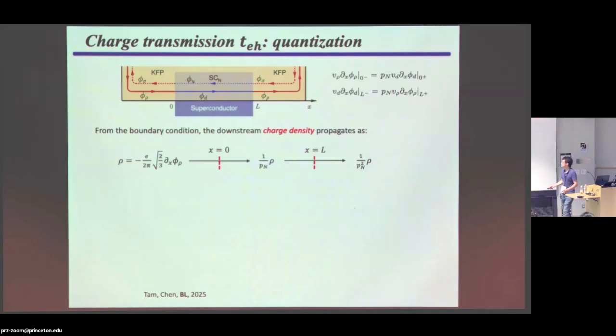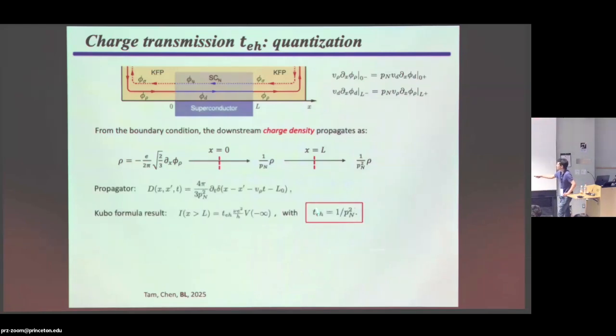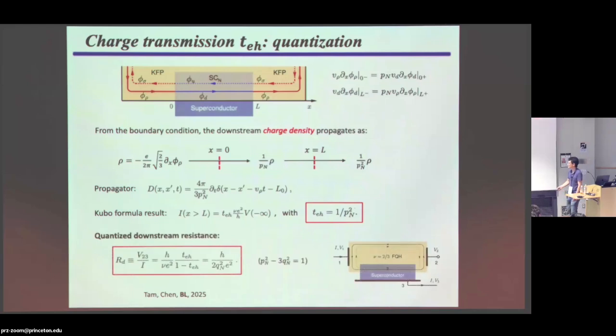So basically, this coefficient is the charge transmission, which is Tn minus Ta we talked about earlier. Because in the Kubo formula, this tells you the current tunneling out has a transmission proportional to this 1 over Pn squared, reduced by this factor 1 over Pn squared, which is a quantized number. Then you plug this into the downstream resistance expression to find this quantized result.